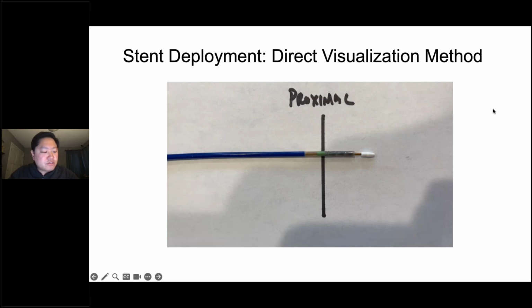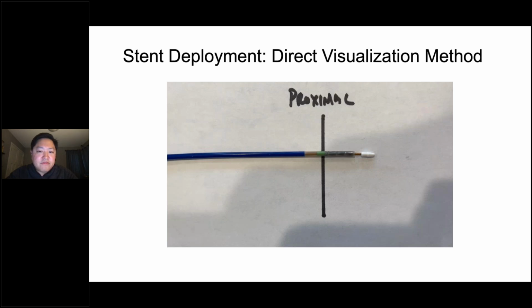There's a direct visualization method, which we typically do, and once you're more experienced with placing these stents, this is something you may be comfortable doing. This is a Merit Aero stent. They have a green marker, and someone can correct me if I'm wrong, but I think they're the only ones that have that marker. Typically all of these stents are housed within the sheath, and the stent doesn't move, but the sheath retracts back and deploys the stent distally. So that is the mechanism.